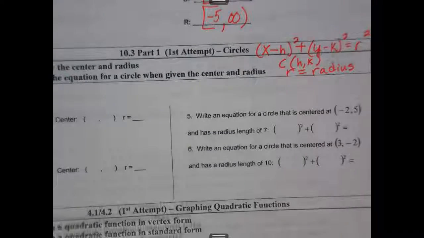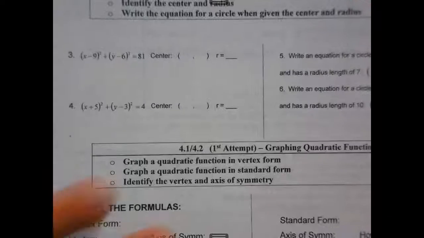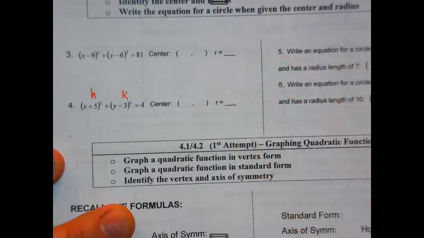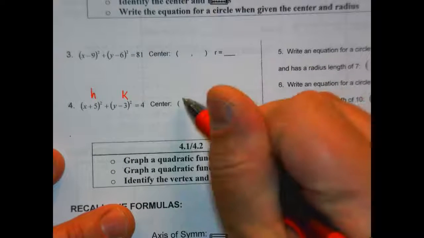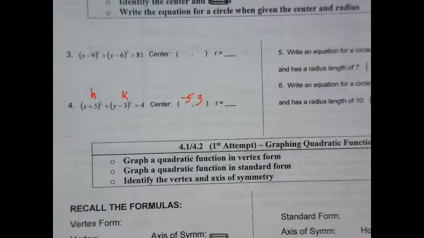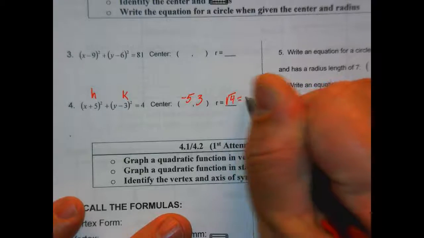All right. Let's see. I'm doing number 4. Here's my h. Here's my k. My center is (h, k), so -5 and 3. My radius is the square root of 4, or 2.